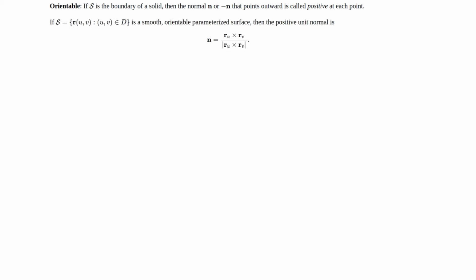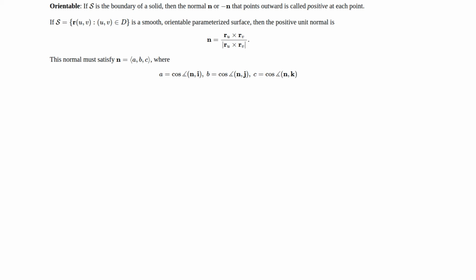So if the surface S, script S, is given in parameterized form as r(u,v), where (u,v) are in parameter space, and the surface is a smooth, orientable, parameterized surface, then the positive unit normal is the one defined as n equals r_u cross r_v over the magnitude of r_u cross r_v. And this normal must satisfy the following properties.